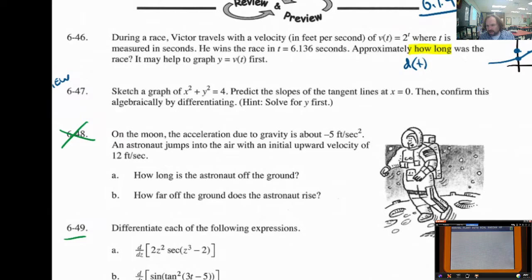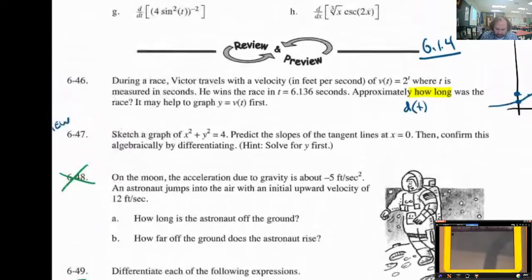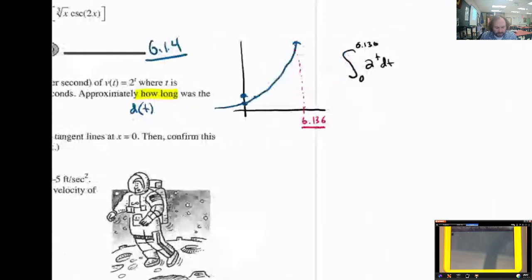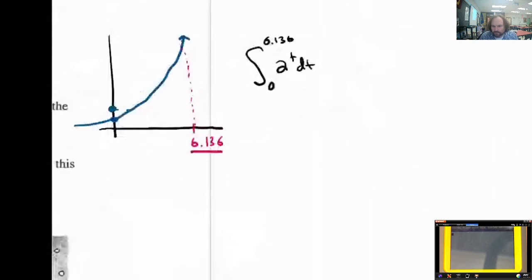So when given a velocity function and asked to go to a distance function, we are going to think about this as an area under the curve, or an integral, which I have already set up for you, in fact. 2^t is going to look like that. It's an exponential function where it just kind of steadily grows. And we know the race is over after 6.136 seconds. So we're really asked to evaluate this integral, the integral from 0 to 6.136 of 2^t.